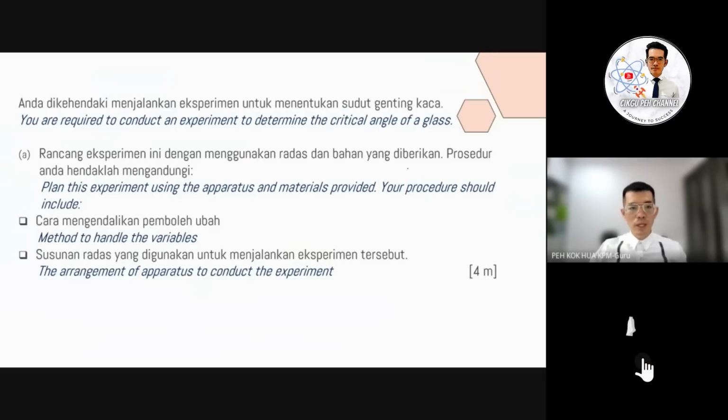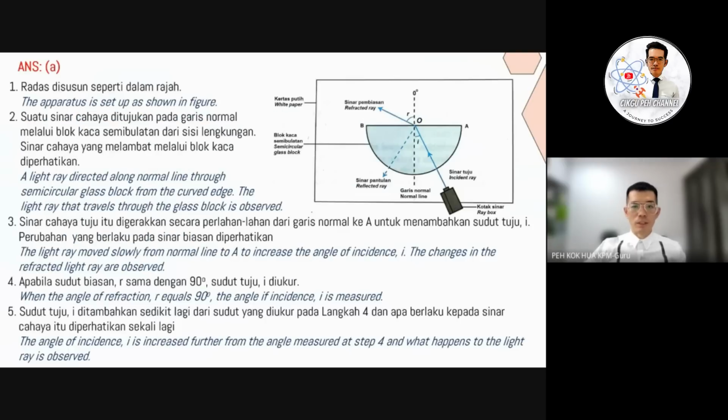Okay, so this is question A, for which I already discussed the answer with you, the method together with the diagram. The diagram will be 1 mark, and the procedure regarding the 4 observations will be 3 marks. So this will be the answer I discussed with you just now. This will be the first mark for the diagram, and the 4 steps where I equals 0, I less than C, I equals C, and I greater than C must be included in your procedure to get full marks.